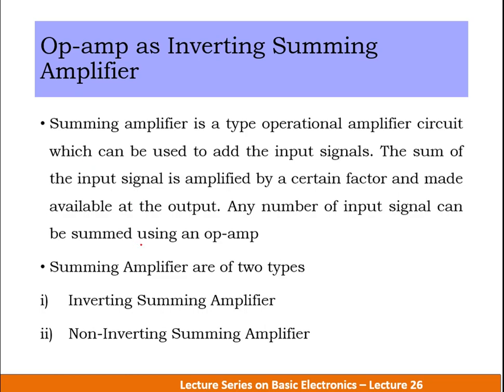Basically, summing amplifiers can be configured in two ways. The first is called an inverting summing amplifier. Here, all the input signals that need to be added are applied to the inverting terminal of the op-amp, hence the name. One more configuration is the non-inverting summing amplifier. In this case, all the input signals that need to be added are applied to the non-inverting terminal of the op-amp.